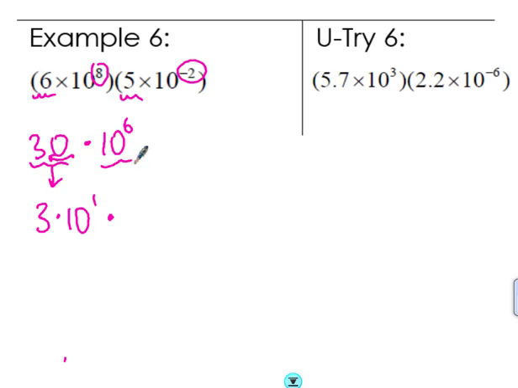I still have 10 to the 6th power. We will now multiply the tens together, which means we will add the exponents. 1 plus 6 is 7. Here's your you try number 6.